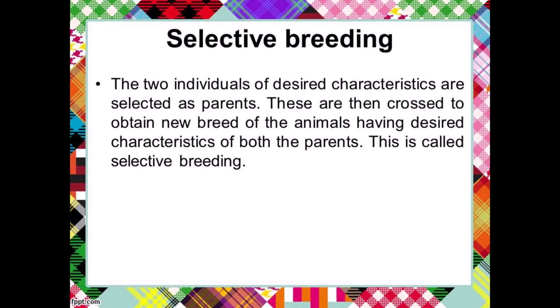Now, next we will discuss selective breeding. In case of animals, breeding is done to obtain animals with desired characteristics. In selective breeding, two individuals of desirable characteristics are selected as parents, and these are then crossed, means made to reproduce, to obtain new breed of animals having desirable characteristics of both the parents.